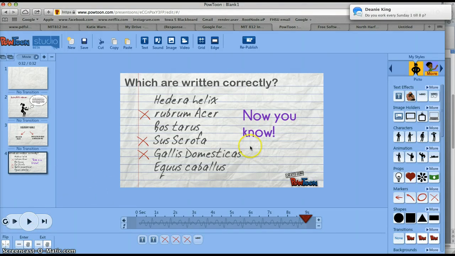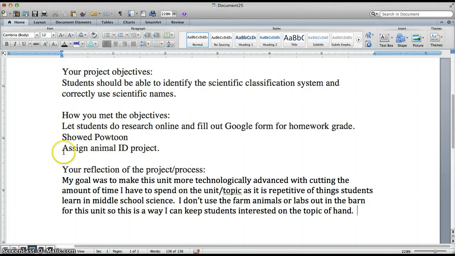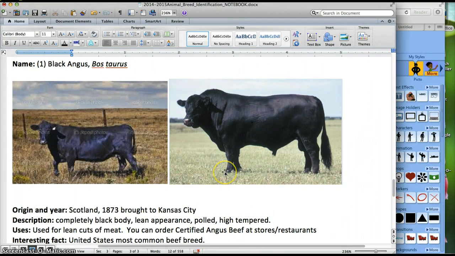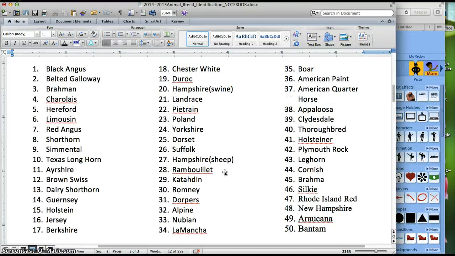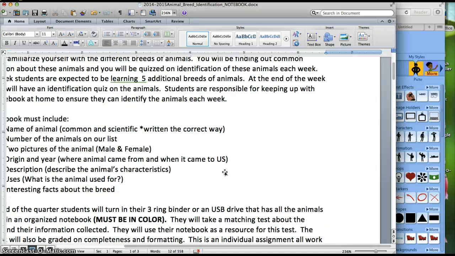I also have another part to that, and that is assign an animal ID project. That's something I've already done, but I think I want to incorporate using a Google Drive, Google site to house that for them.